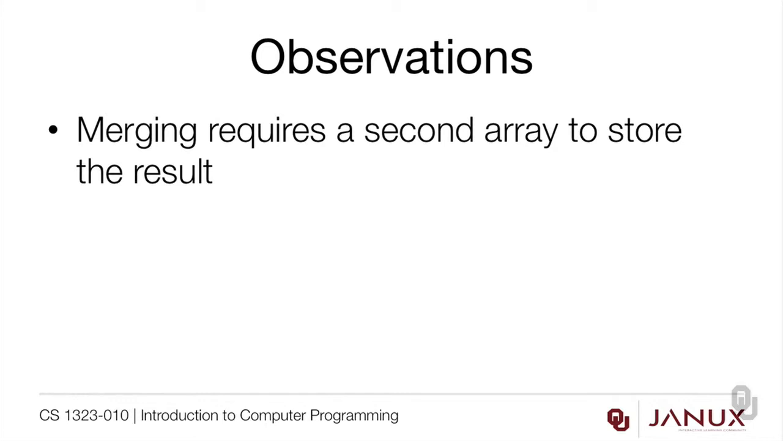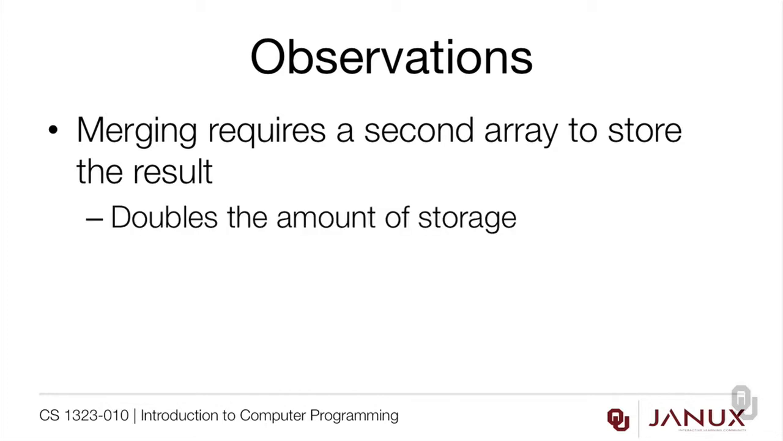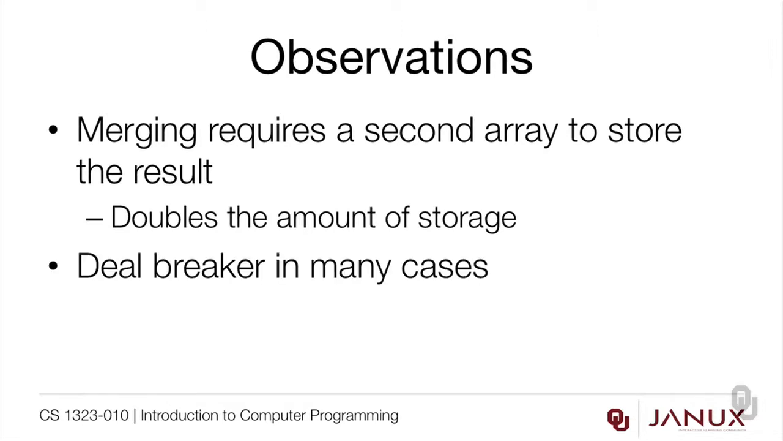The most important observation here is that when you're approaching merging, this requires a second array to store the results. That's a problem because it doubles the amount of storage. Remember, these are enormous arrays in all probability, so you don't want to double the amount of storage. It might mean that the program doesn't work at all. So that's really a deal breaker.